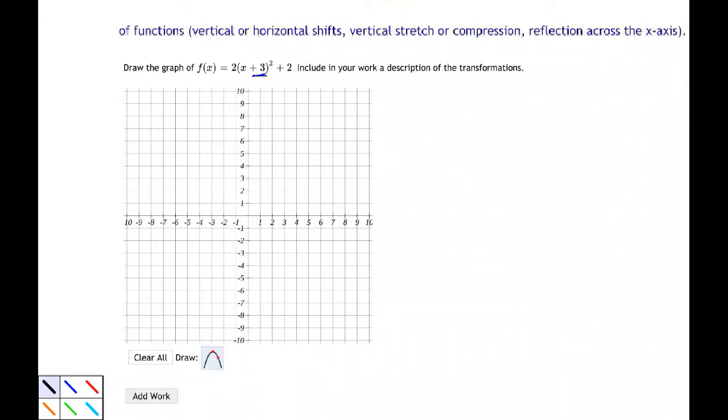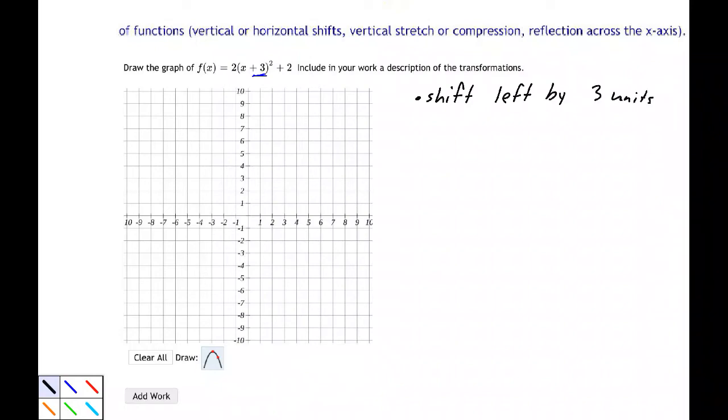Now, we know that that is going to be a horizontal shift left or right. If what's inside there is a plus, that means we're moving to the left by that many units. And if it is a minus, so x minus 3 would move to the right 3 units. So this is going to be a shift left by 3 units.